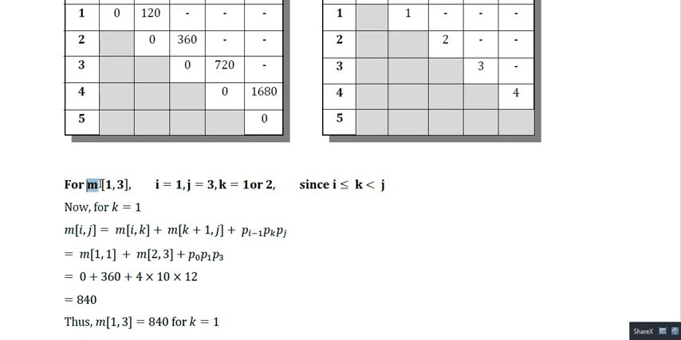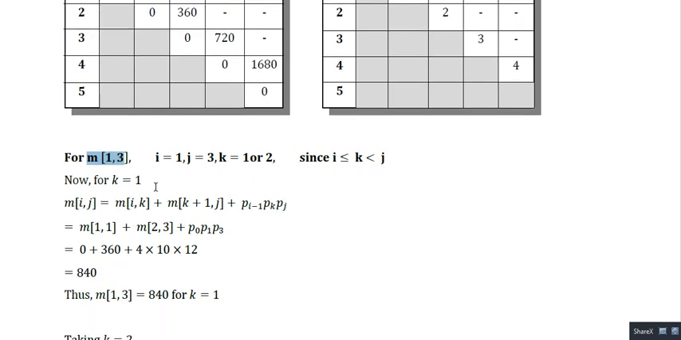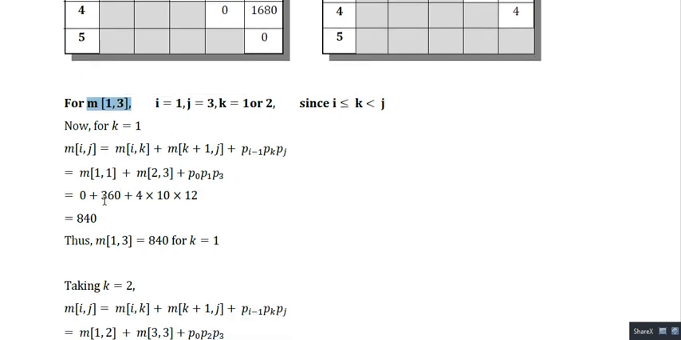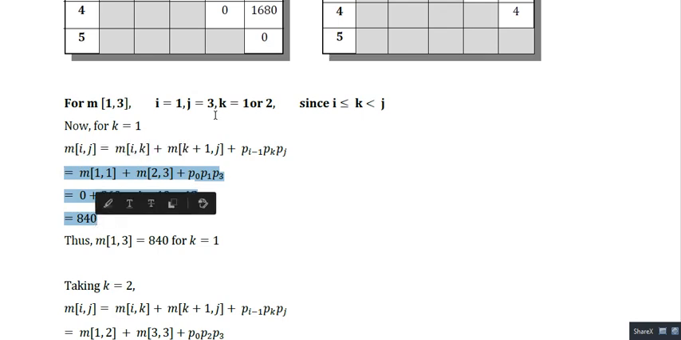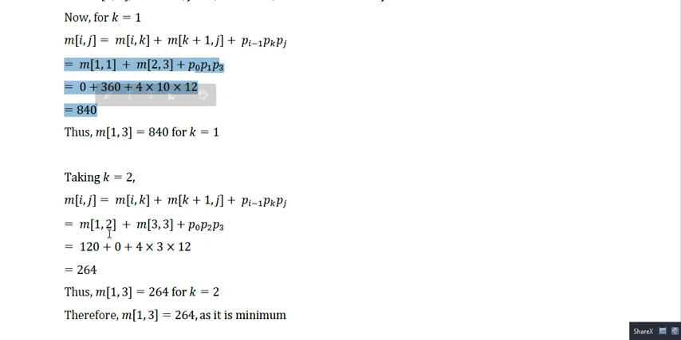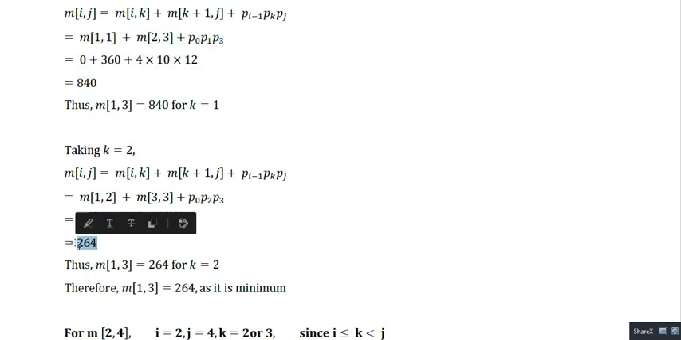So M13 means I value is 1, J value is 3, K value is, now you see two possible values we can assign to K. One is 1 because it can be same as I, another is 2 because 2 is less than 3. Okay, so in this case you have to find the value of M13 for K equal to 1. Again you have to find the value of M13 for K equal to 2. So for K equal to 1, M13 value is 840, and for K equal to 2, M13 value is what? 264. So out of this, which one is minimum?